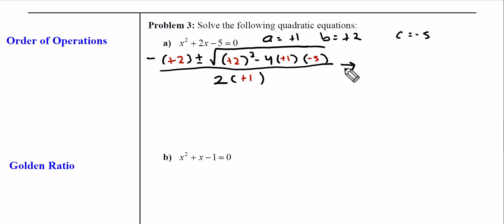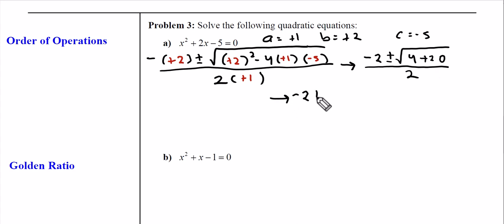Following order of operations, we can simplify this. That's a negative 2 on the outside. 2 squared is a positive 4. Negative 4, positive 1, negative 5. If you multiply all three of those, it's a positive 20. And that's all over 2 times 1, which is 2. Now, if we simplify this further, we get negative 2 plus or minus square root of 24 over 2.